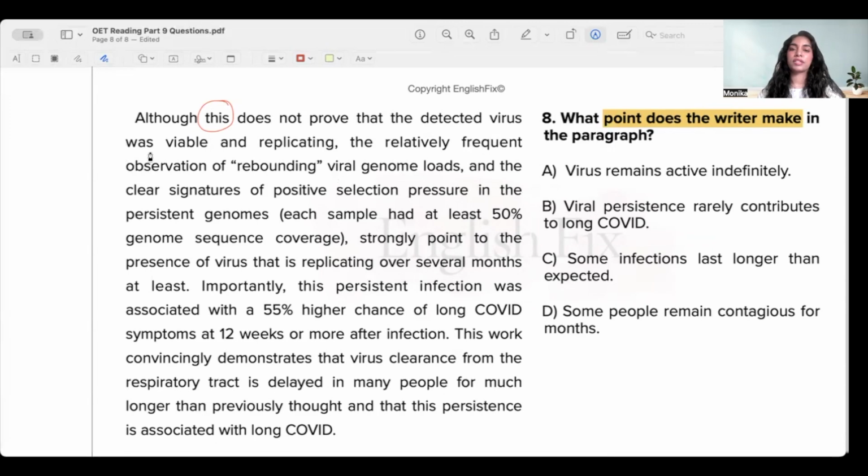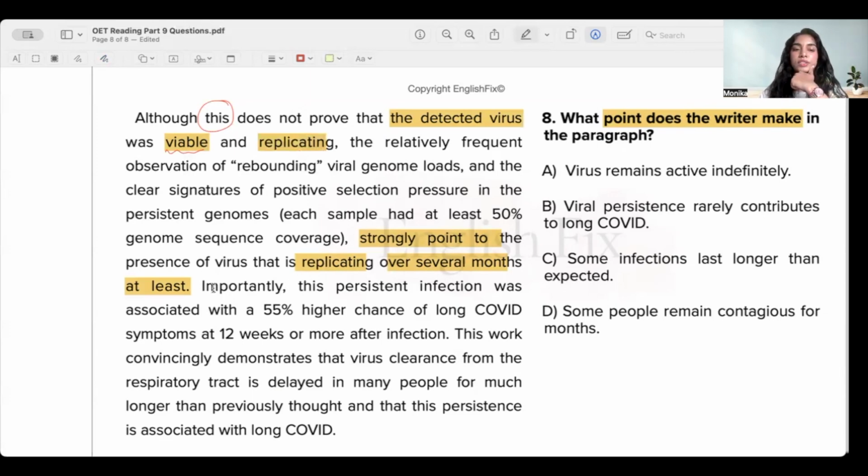Does not prove that detected virus was viable and replicating what? The relative frequency of this and the clear signatures of this in the this strongly point to the presence of virus that is replicating over several months. So they are basically saying that strongly we are suggesting something is happening. Okay, that's the sentence I've read. Several months at least. We don't know for how long it is doing, but it is definitely the detected virus is replicating. It was viable and it is replicating over several months.